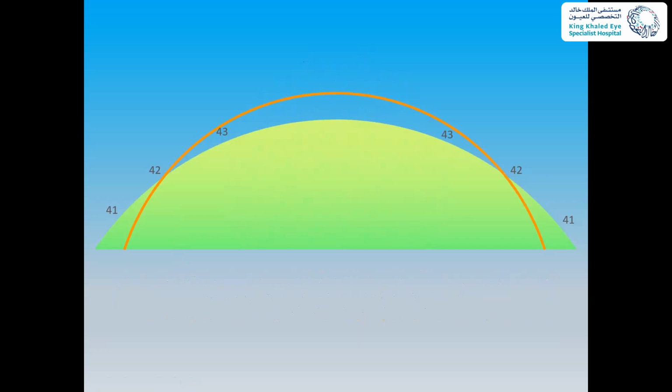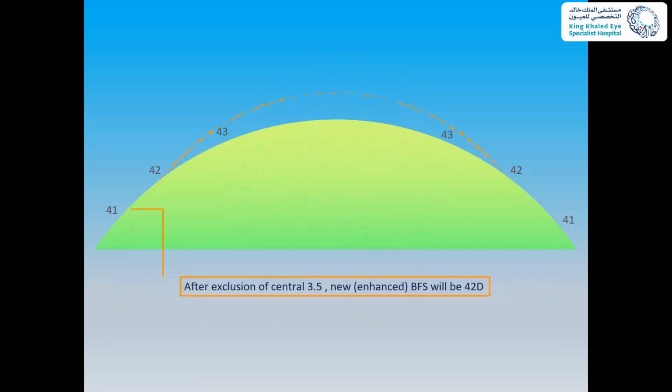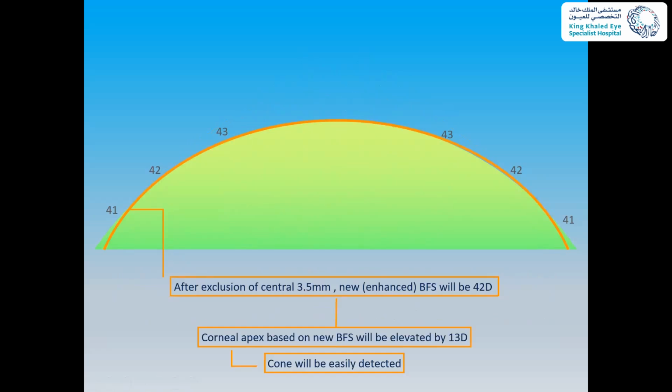Obviously this best sphere fit is flatter, and when it is flatter, the best sphere fit becomes 42 compared to slightly higher before, okay? Now the apex is 13 diopters more elevated, so it is more enhanced, okay? This is the principle behind it: they remove the cone from the center to calculate the best sphere fit. Anything above that is abnormal. The aim is that the cone can easily be detected. So that's the aim.